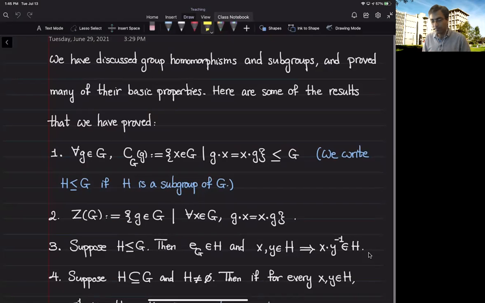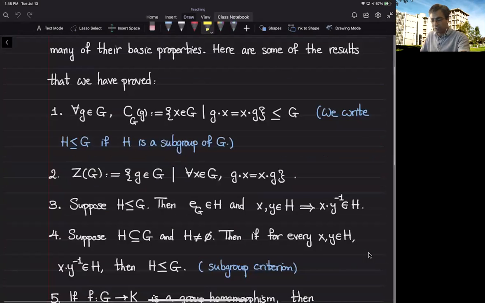Then we defined subgroups, and subgroups are essentially subsets of a given group that form a group themselves by the given operation of the initial group. We proved a subgroup criterion. We proved these kinds of results that I'm going to list right now.